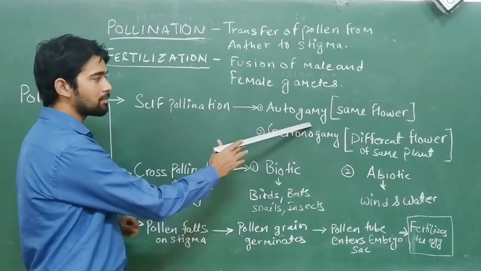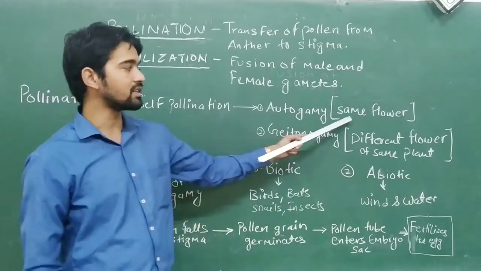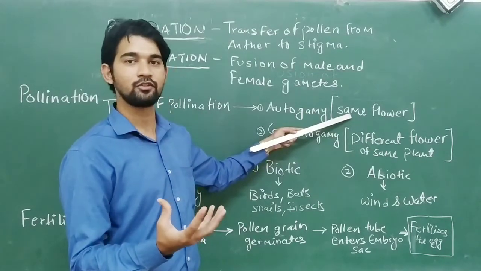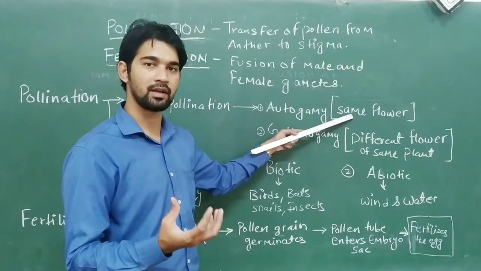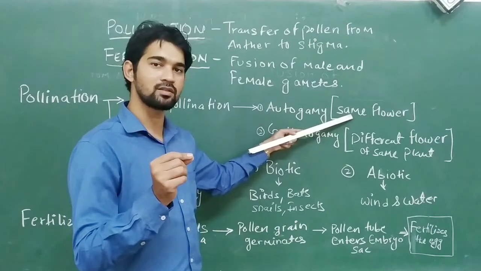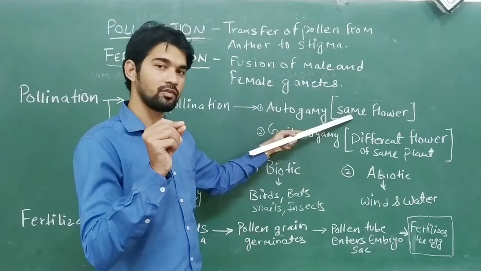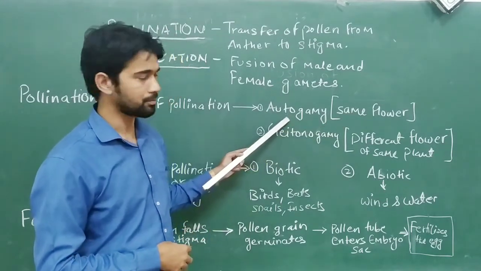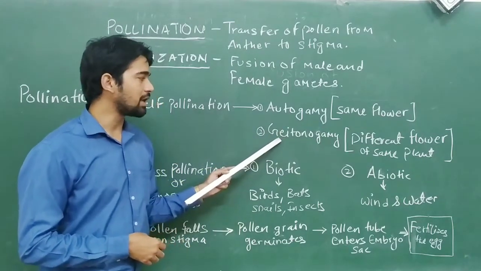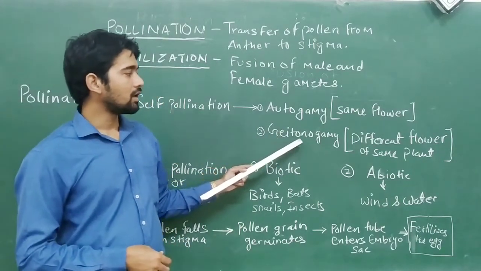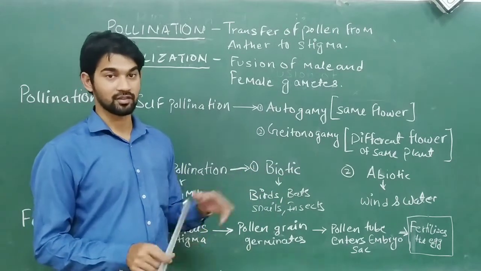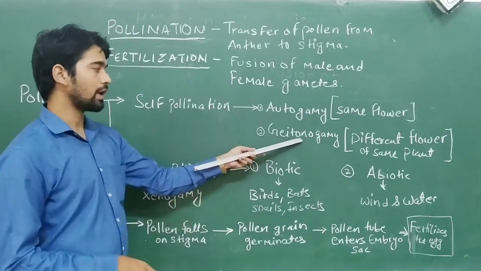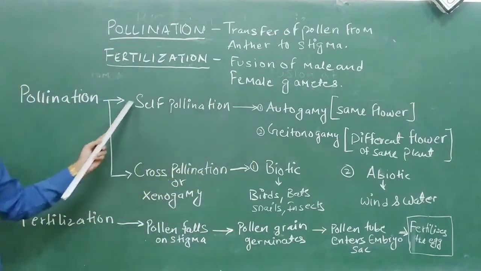So autogamy happens only where? It happens only in the same flower. Suppose you have a flower and pollination is to take place, then if the pollen grains fall from the same flower inside the same flower, it is known as autogamy. But if it is taking place in between the different flowers of the same plant, then it will be known as geitonogamy. And this comes in self-pollination.